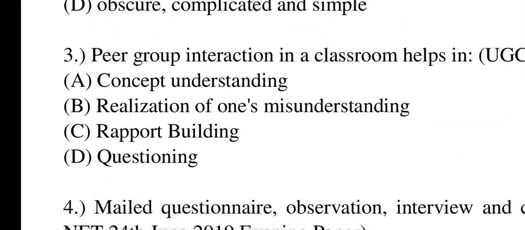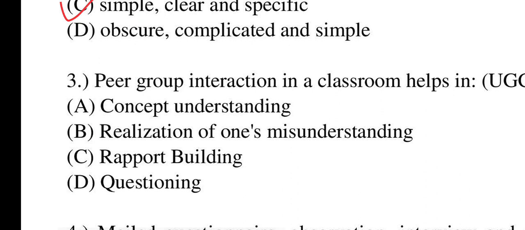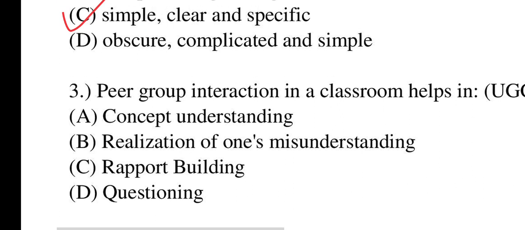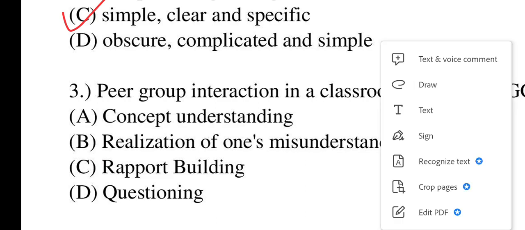Three says, peer group interaction in a classroom helps in what? A, B, C, D. Concept understanding, realization of one's misunderstanding, rapport building, questioning. Number three, A will be correct, concept understanding.